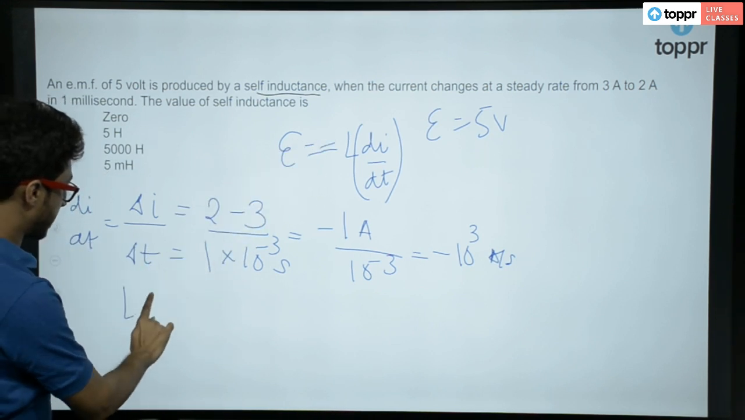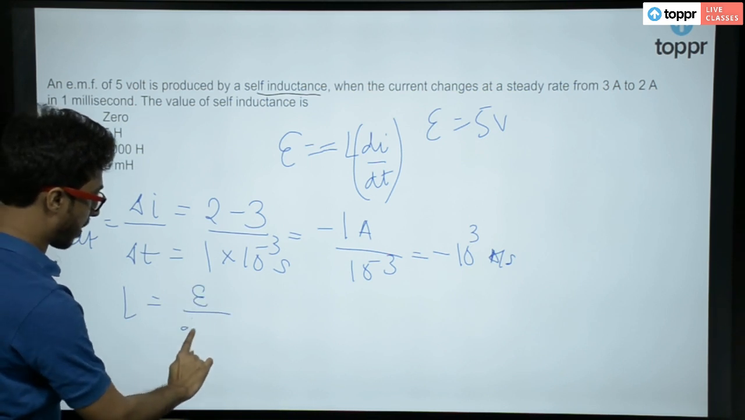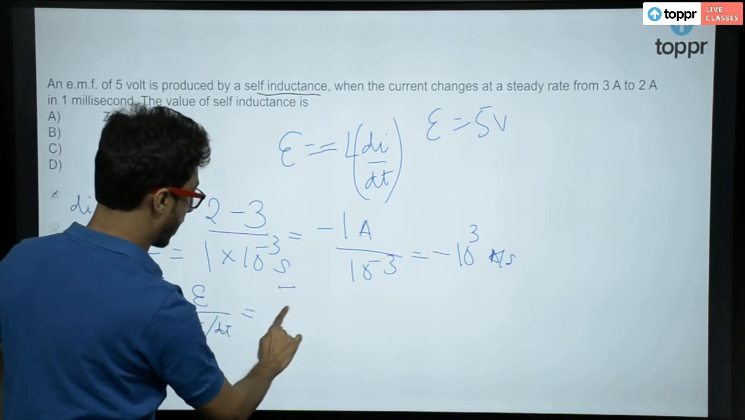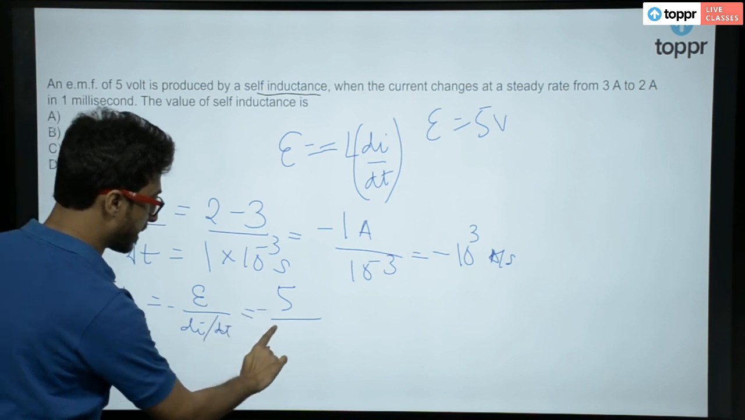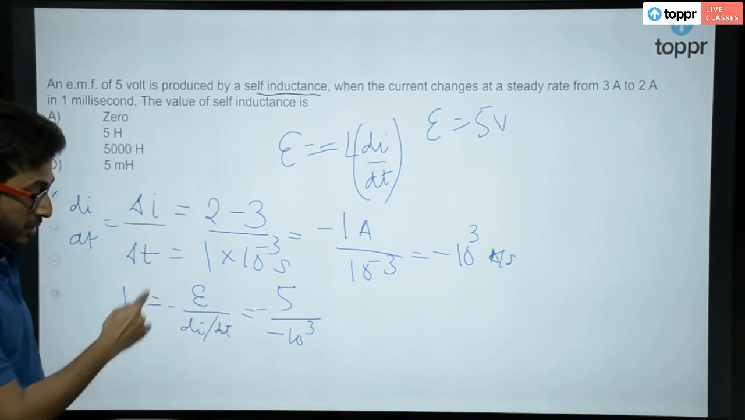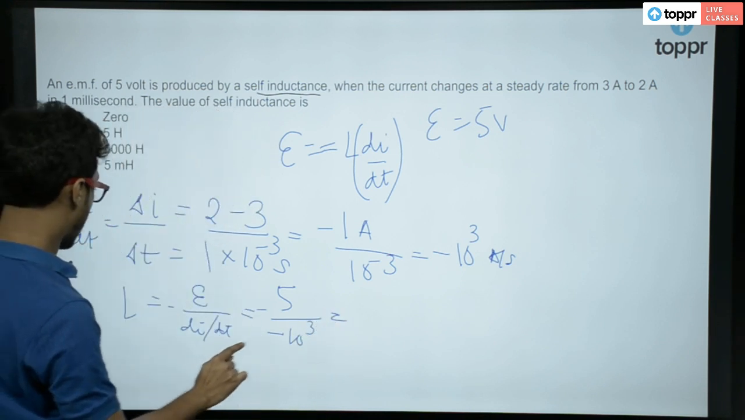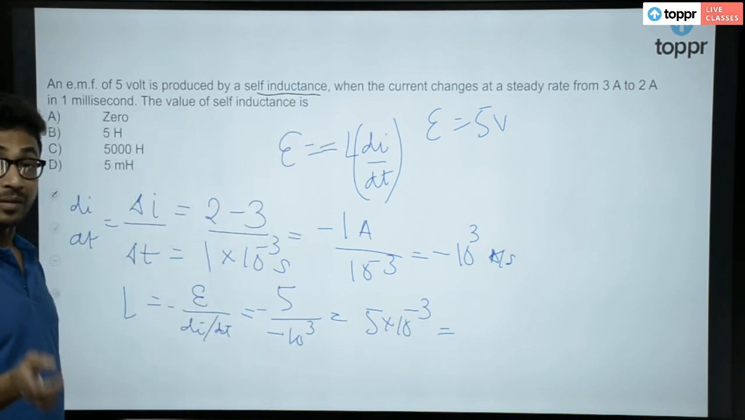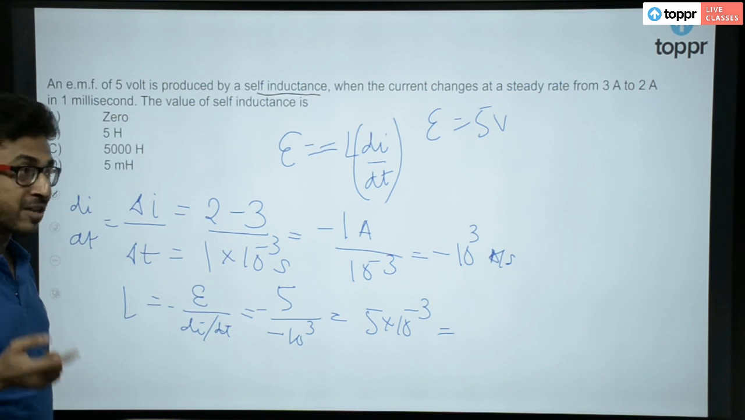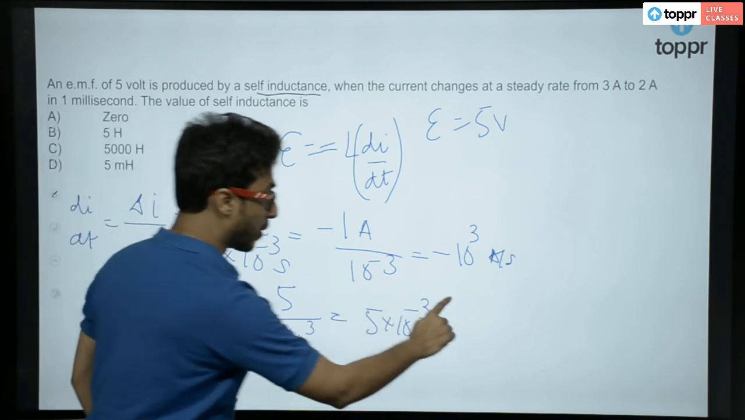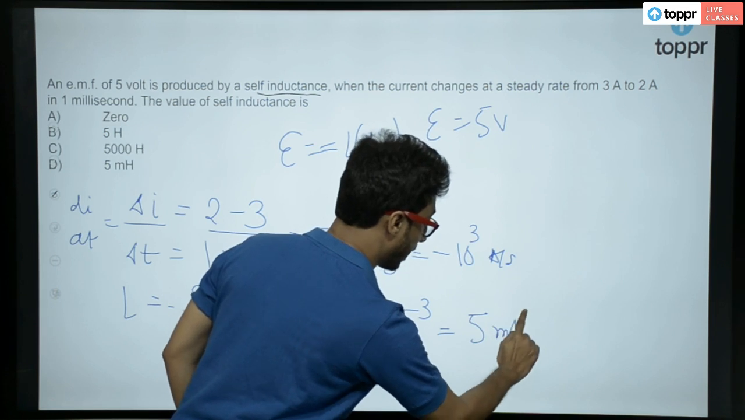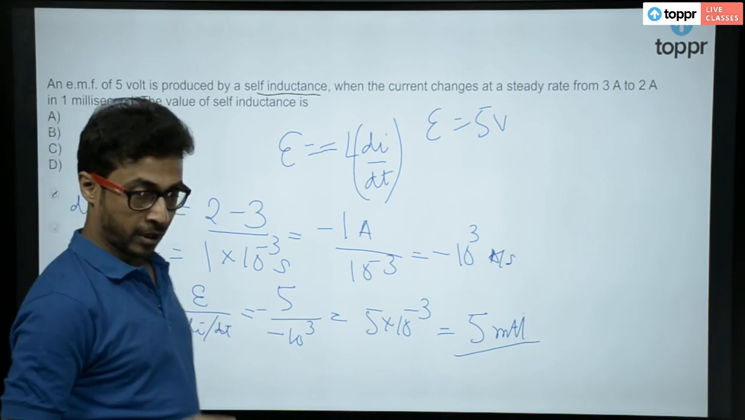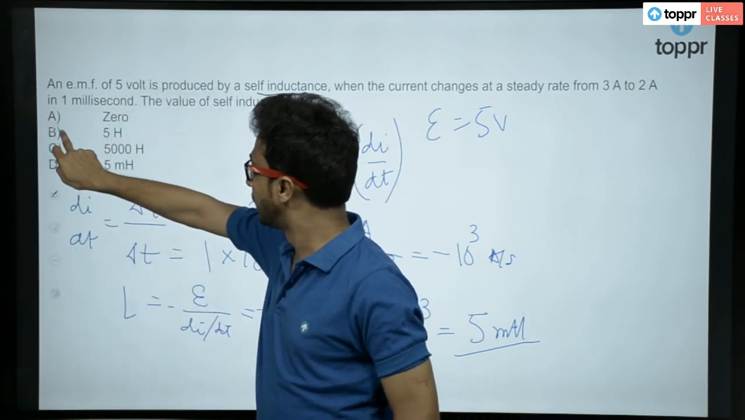Now L is nothing but E divided by di by dt. If we put E as 5 divided by minus 10 to the power 3, the minus and minus cancel out. It becomes 5 into 10 to the power minus 3, and the unit of inductance is Henry, H. So 10 to the power minus 3 means we can write it as 5 millihenry. Got the point? Understood? Okay. Moving on to the second example.